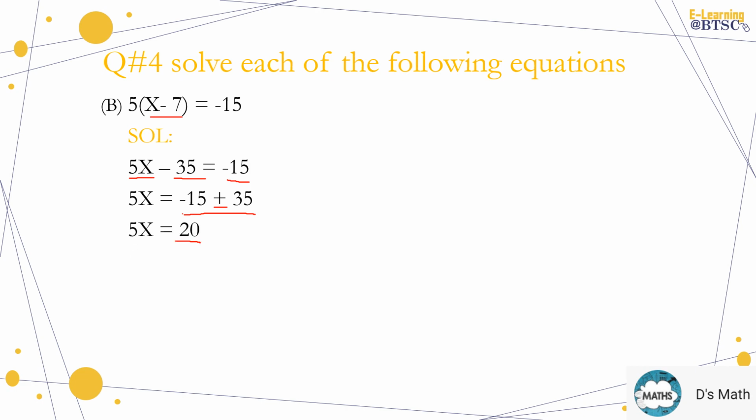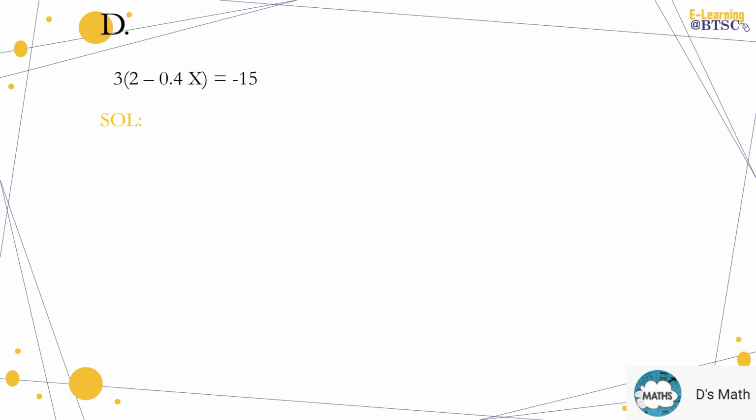Now we know that our last step is we want the value of x. So 5 is multiplying over here. When it is shifted to the other side, it will be divided. So 20 will be divided by 5. When you divide 20 by 5, you have the answer 4. So this is the solution of B part, because in this question we have to find the value of the variable.